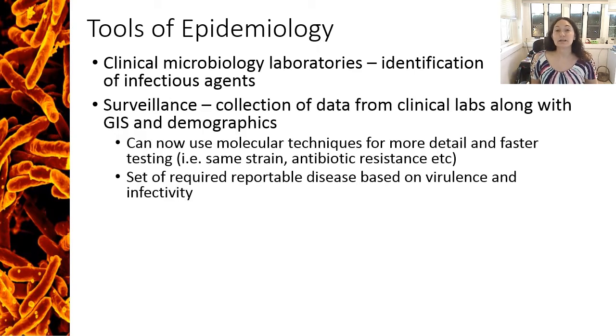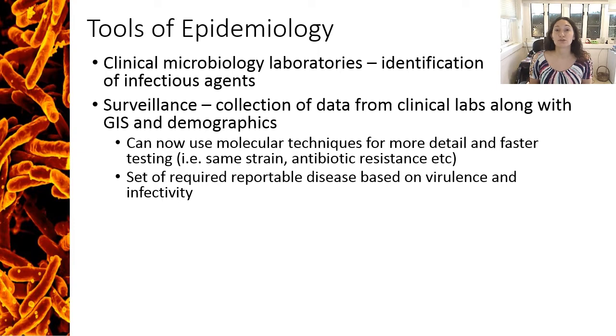The second key piece is the surveillance. This is collecting that data from the labs, taking those identifications and tying them to other demographic data. So where are those cases located? What is the GIS, the Geographical Information Systems? How are we mapping that onto, say, state maps and maps of the country? And demographics, who are these people? That's how we get the person, place, and time of descriptive epidemiology.